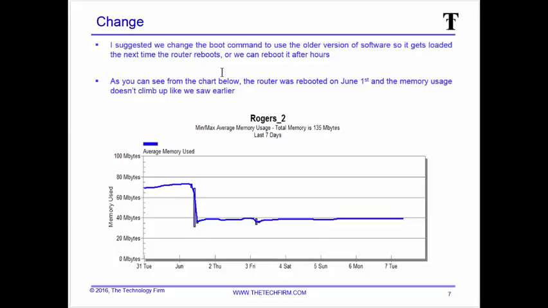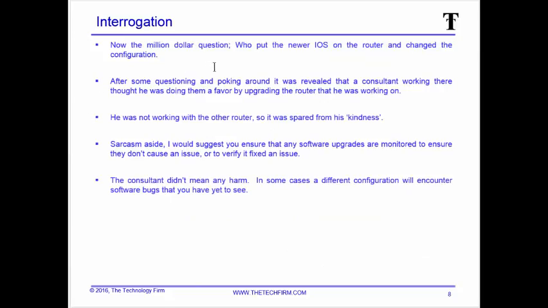So I changed the boot command to use the older version of software on the problem router. So the next time it reboots, it'll reboot with the older software, or we can reboot it ourselves after hours. And basically it didn't reboot on its own, so we rebooted it ourselves. And as you can see in the chart below, the router was rebooted June 1st, and the memory usage doesn't climb like it used to. See that? So the $1,000,000 question: who put the newer IOS on the router and changed the config?